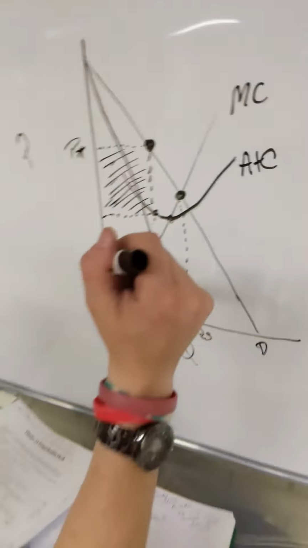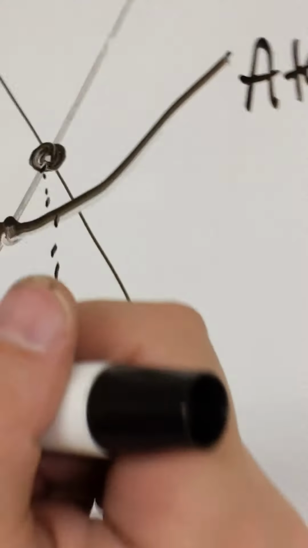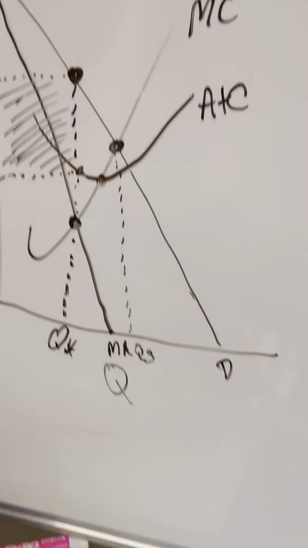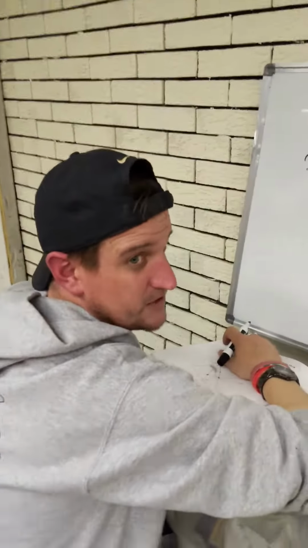Then it wants, assume the government gives them a lump sum tax. If they give them a lump sum tax, guess what changes? Nothing. The firm just goes, hey, thanks, Gov. You're awesome. I'm going to put this money in my pocket and screw the consumer.